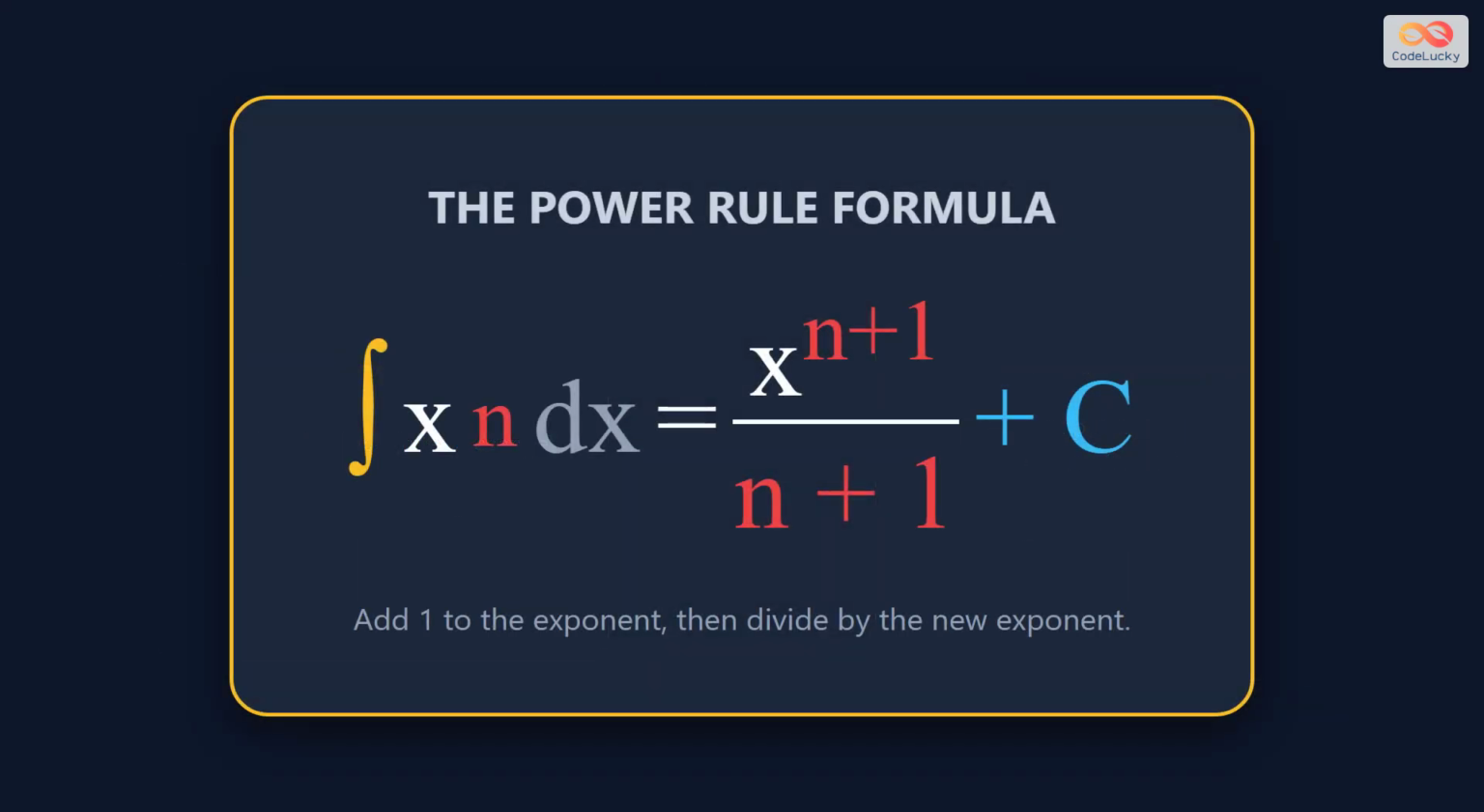Here is the formula for the power rule. To integrate x to the power of n with respect to x, you simply add 1 to the exponent, making it n plus 1. Then, you divide the entire term by that new exponent, n plus 1. Finally, never forget to add c, the constant of integration.